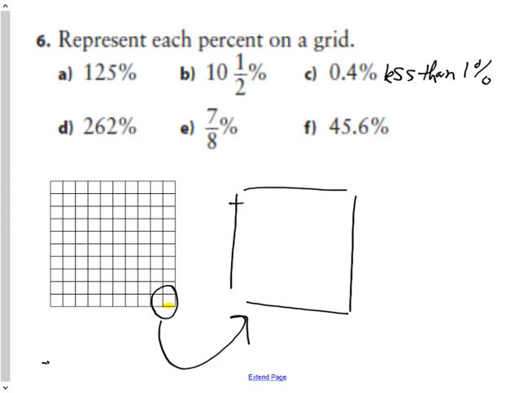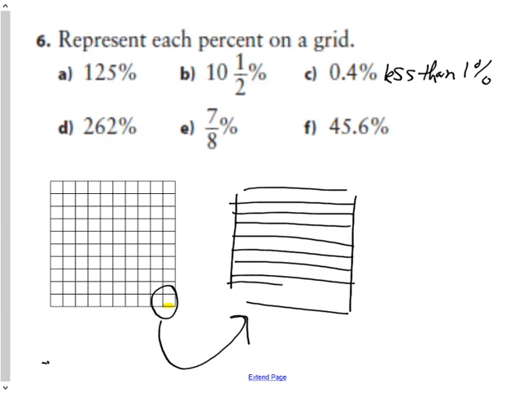0.4%. So I'm going to cut this into 10 parts. 9 lines make 10 parts. I think that's 9 lines. 1, 2, 3, 4, 5, 6, 7, 8, 9, 10. Yep, 10 parts. And then I want to shade in 0.4. So 1/10, 2/10, 3/10, 4/10, just like that. And that would represent C, 0.4%. It's less than 1%.